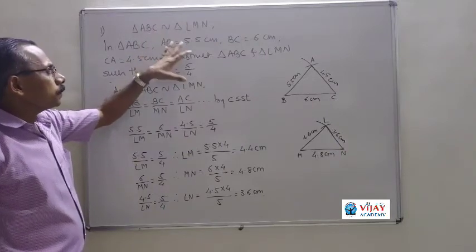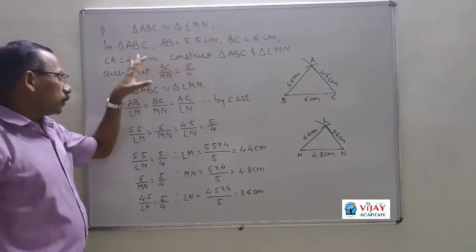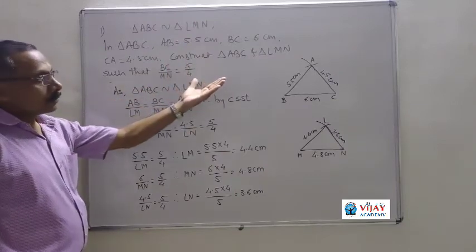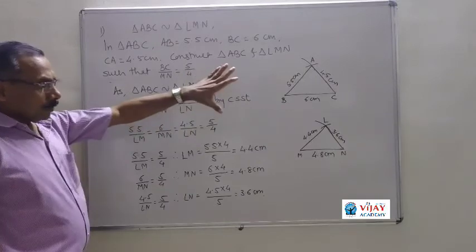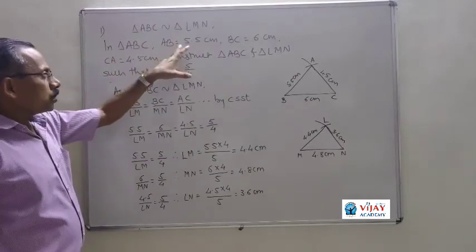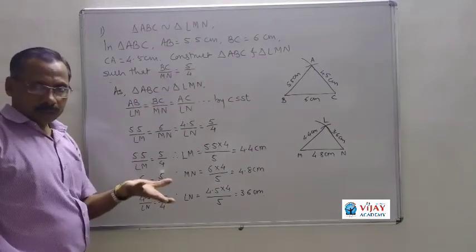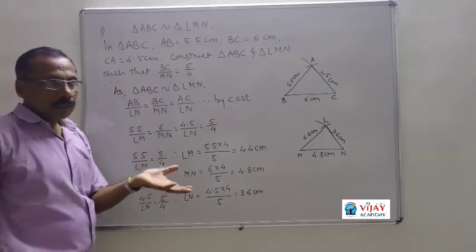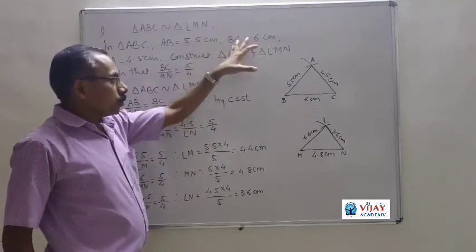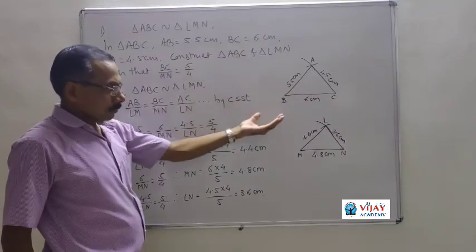So in this first sum, you are given three sides of the triangle, so you have to find the three sides of the remaining triangle and draw the triangles separately. If two sides and the angle are given, then in similar triangles angles are congruent and corresponding sides are in proportion, so find the corresponding two sides and the angle remains as it is. You will try the third sum.